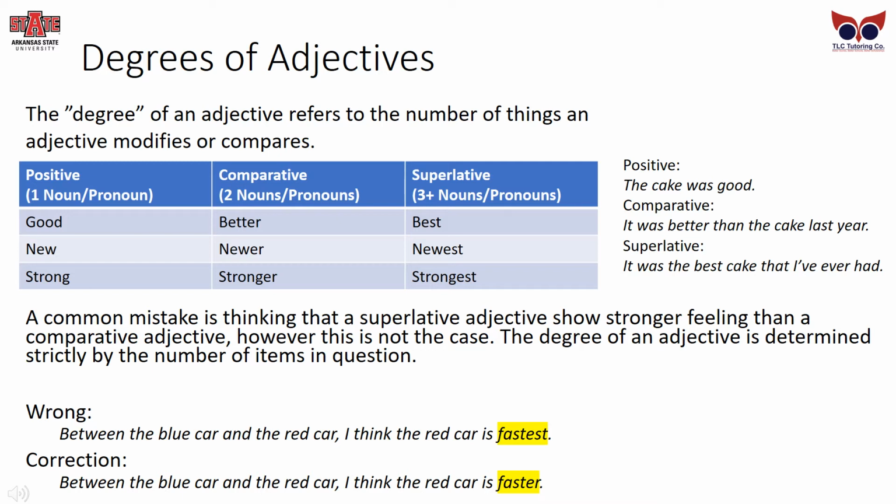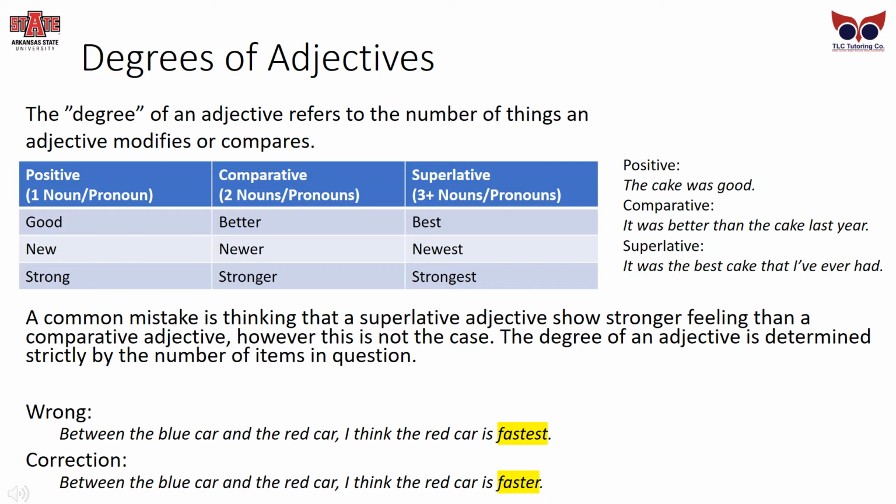A common mistake is thinking that the superlative form shows stronger feeling than the comparative form. However, this is not the case. The degree of an adjective is determined strictly by the number of items in question, with no regard for how strongly the writer feels about the issue.